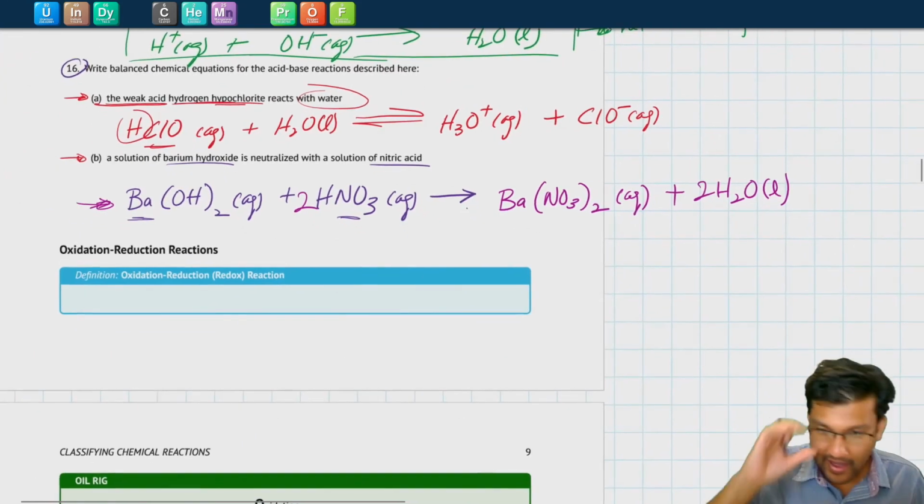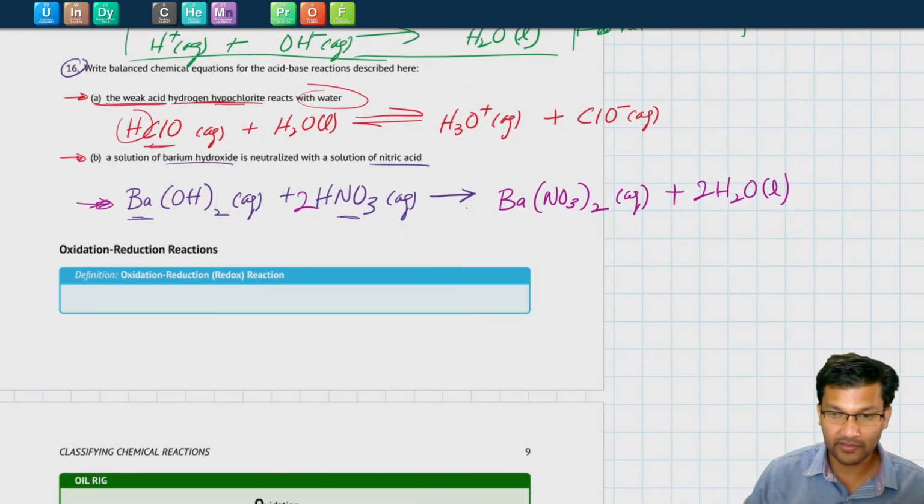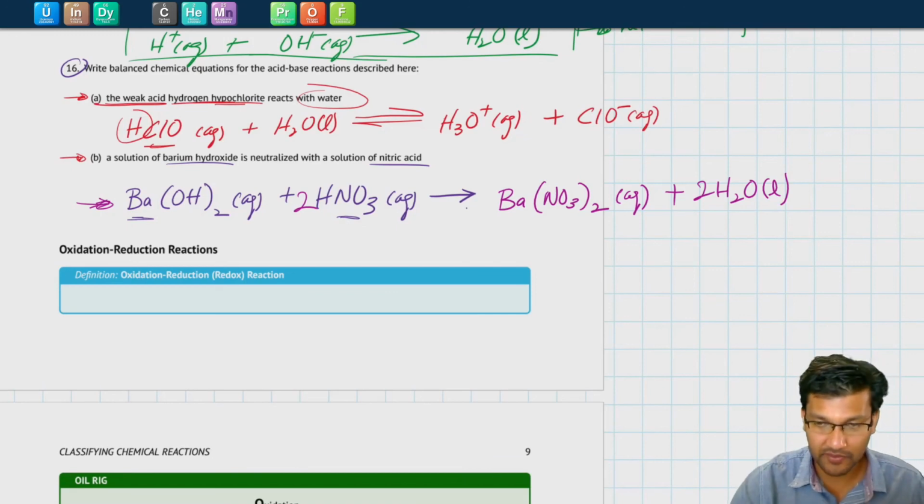Okay, in case you've done the acid-base titration labs in the first week, you probably already did a lot more calculations involving acid-base reactions.